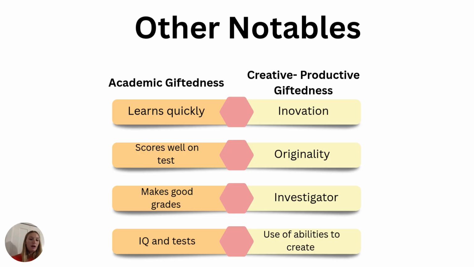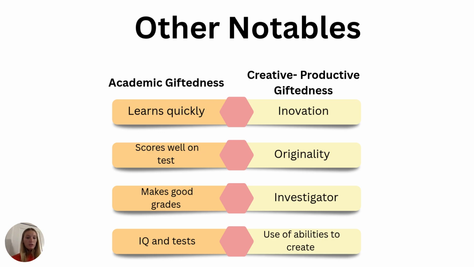that Renzulli talks about. We have the academic giftedness and the creative productive giftedness. So let's go over the academic one. They learn quickly, they score well on tests, and may make good grades. They have the IQ and the test scores. And this person could probably be determined gifted based on their IQ score.